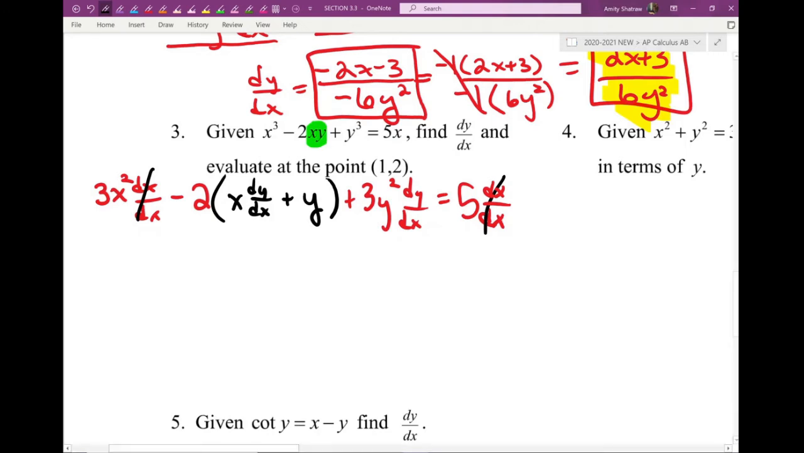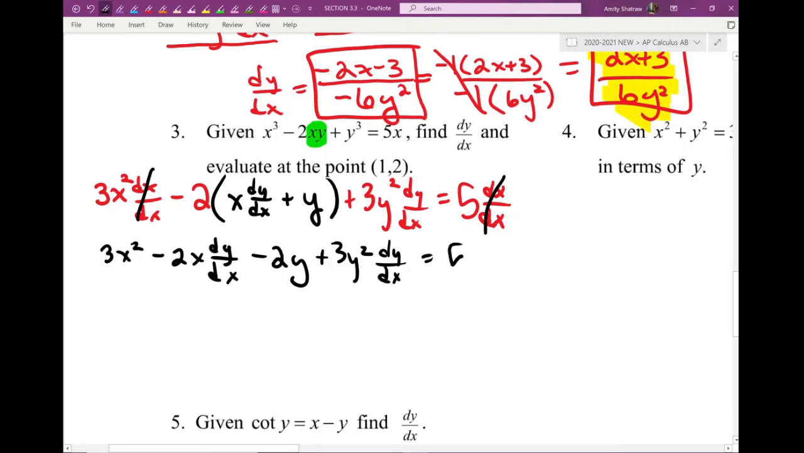and finish up the problem, I think, relatively quickly, okay? So now I'm going to say that I have a 3x squared minus a 2x dy dx minus a 2y plus a 3y squared dy dx. I can write that better. Dy dx. And that will equal 5.